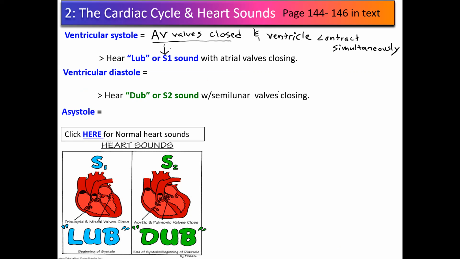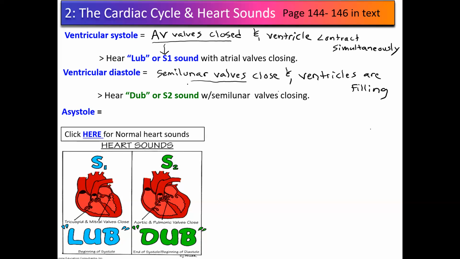Ventricular diastole is when the semilunar valves close and the ventricles are filling with blood. Okay, and the sound that you hear, that's called the dub or S2 sound, is from those semilunar valves closing, and that produces an audible sound. Now, I forgot my speaker, but hopefully the speakers in this room are going to be good enough. That produces the lub-dub, lub-dub, lub-dub that you're listening to through the stethoscope.